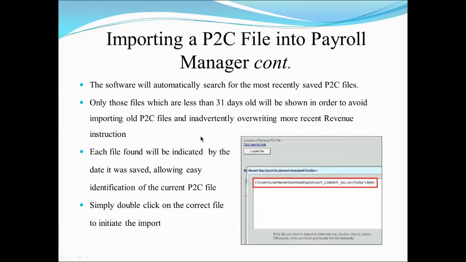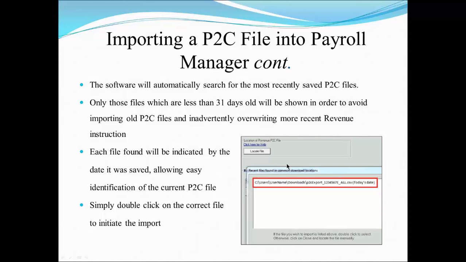As soon as you click into the P2C file option, Thesaurus Payroll Manager will automatically search the computer to see if it can locate recently downloaded P2C files for you. The location it's searching is, first of all, your downloads folder, your desktop, your C drive, and your My Documents folder. So again, going back to the previous slide, where you are given the option of where to save your P2C file, we recommend one of these 4 locations. As we just said, Thesaurus will do its best to try and locate your P2C file for you.